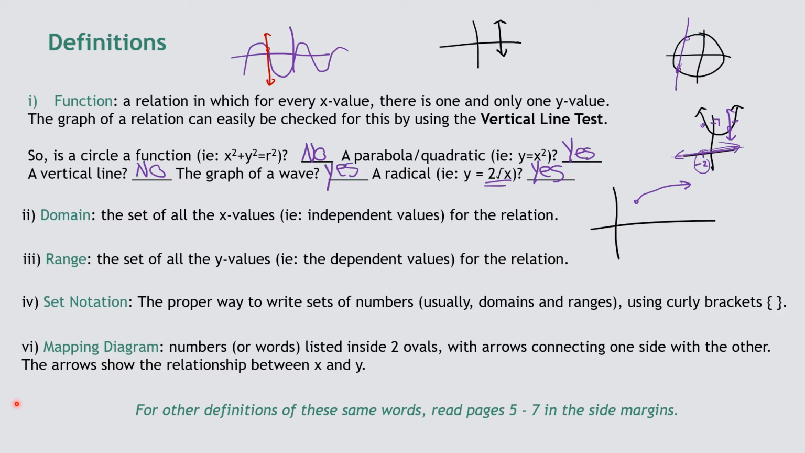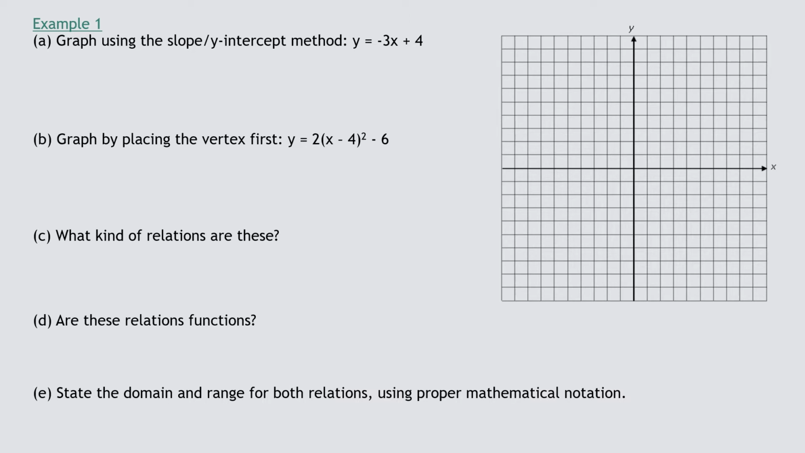We're going to do some examples that incorporate those, and also there's more definitions in your textbook if you need them. All right, my first example is to graph using the slope y-intercept method, y equals -3x plus 4. So that is a grade 9 question, a line. You did lots of these in grade 9, when we learned about the form y equals mx plus b, and remember that m is your slope and b is your y-intercept.